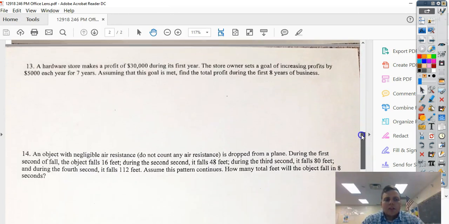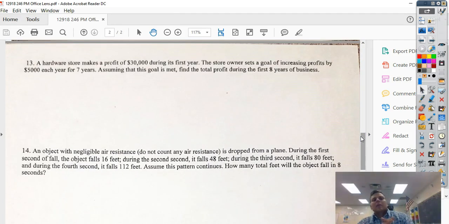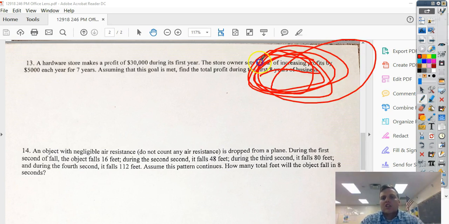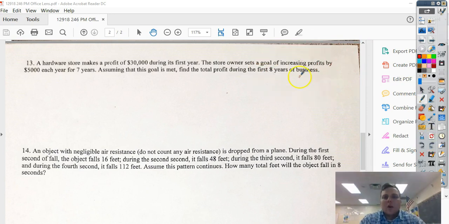Problem number 13. A hardware store makes a profit of $30,000 in its first year. The store owner sets a goal of increasing profits by $5,000 each year for 7 years. Assuming that this goal is met, find the total profit during the first 8 years of business. So how many years am I looking at total? 8. I'm looking at 8 years of business total. That means n equals 8.